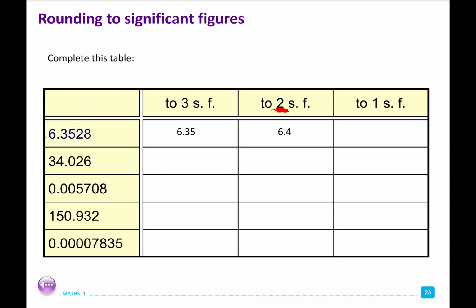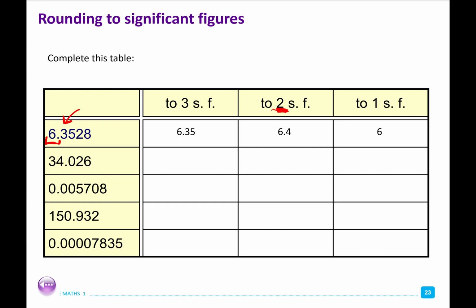Let's round it to 1 significant figure. This means I keep the first largest value. In this case, I keep the 6. I look at the 2nd digit to see whether I round up or round down. In this case, my next value is less than 5, and therefore I round down. This number is approximately 6.